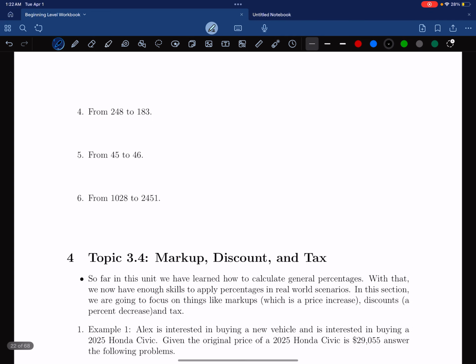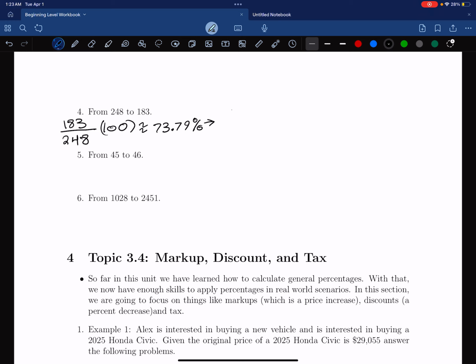Now, looking at example 4, I encourage you to try this on your own, and assuming you have given it a go, let's work through it. So our original value is 248, so we're going to put that in the denominator, and then our new value is 183. And we're going to multiply that by 100, which will get you approximately 73.79%.